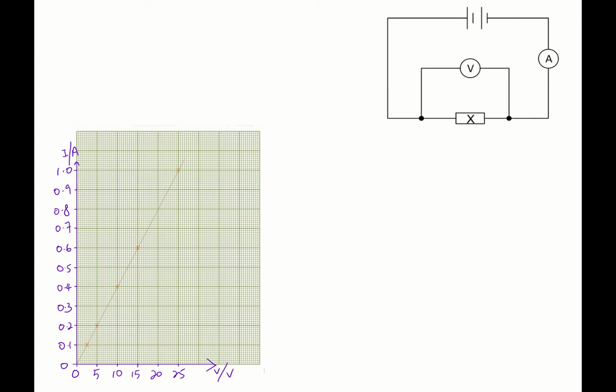Now, we're going to start with introducing to you what Ohm's law is. On the top right corner, I have a resistor X, which is connected in a circuit. Voltmeter is connected across X and ammeter is connected in series to X. This is a very simple experimental setup to collect the current flowing through X and the potential difference across X. And using this setup, we can actually plot a graph of I against V, which is on the bottom left hand corner.